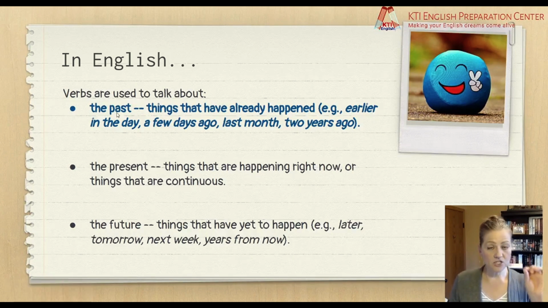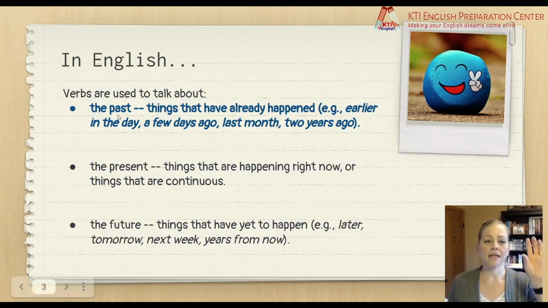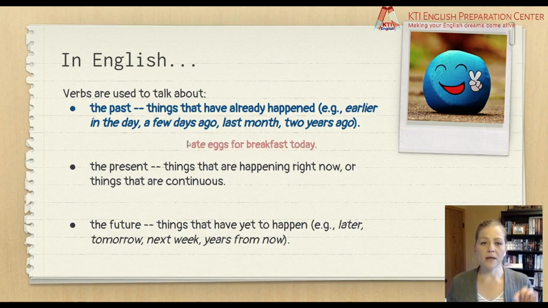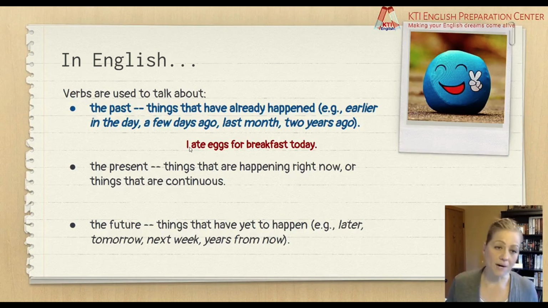So in English, again, verbs are used to talk about the actions in the past, the present, and the future. Every language, same thing. We're going to focus on past tense today. Things that have already happened, like earlier in the day, a few months ago, a few days ago, a few years ago, yesterday, those types of times. They've already happened, done, finished.